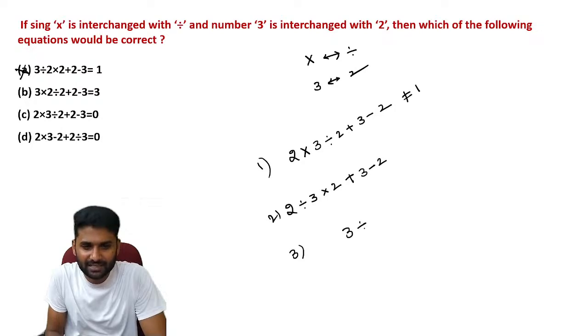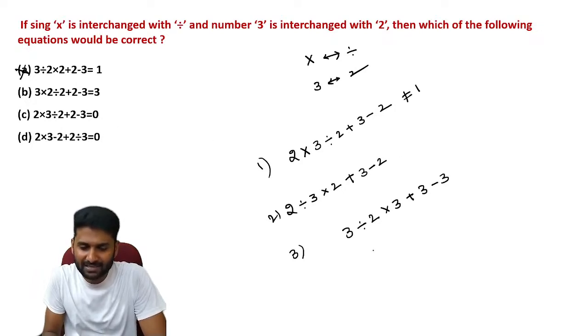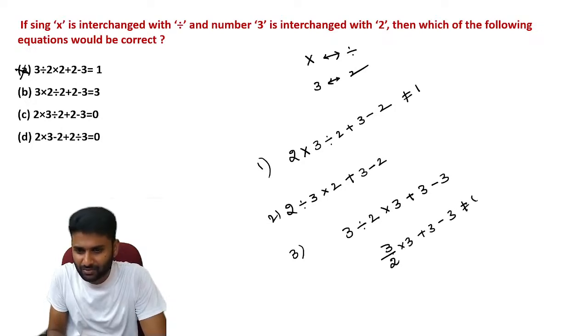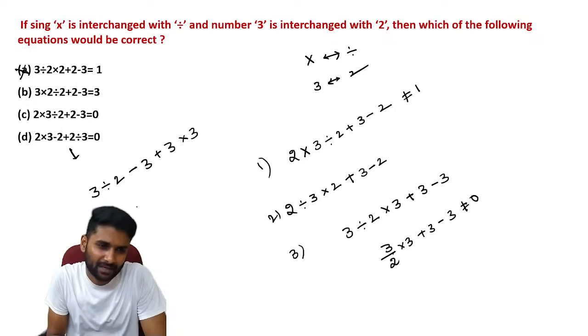Third one. 3 divided by 2 and multiplied by 2 plus 3, sorry, is multiplied by 3. 2 should be replaced by 3, 3 should be replaced by 2, and division should be multiplication, plus as plus and minus as minus. Guys, 3 divided by 2 into 3 plus 3 minus 3 is not equal to 0. Let's check with the fourth option here. 3 divided by 2 minus 2 plus 2 minus 3 plus 3 into 3. Again 3 divided by 2, minus 3 plus 3 is cancelled.